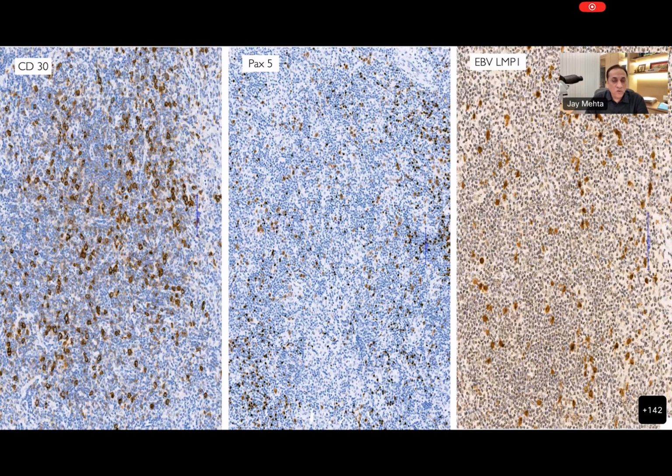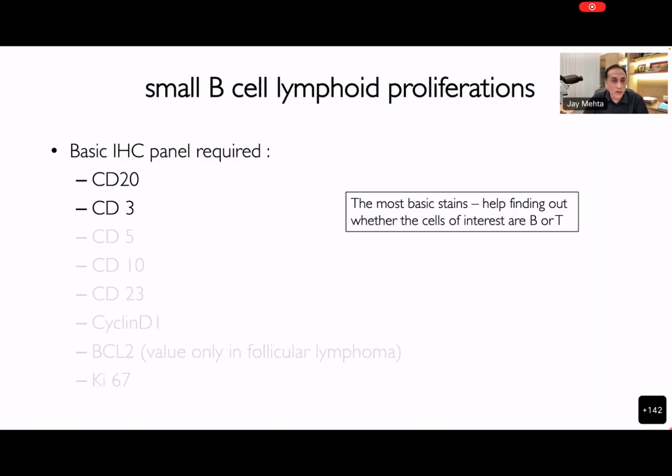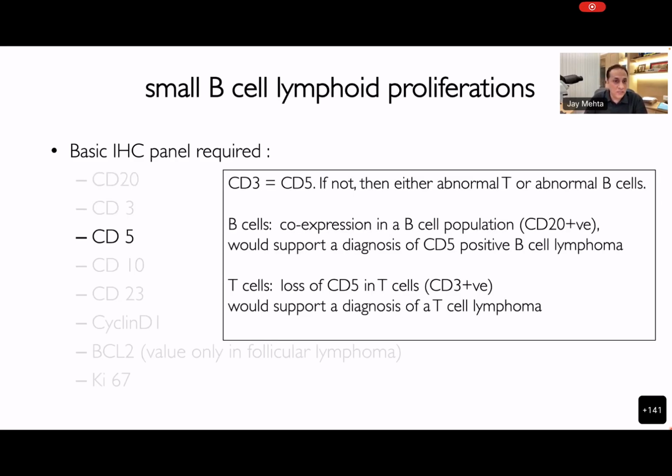Before I hop off to the Hodgkin lymphomas with the nodular pattern, I just want to brief you about the immunostains that we use. The basic IHC panel, CD20 and CD3, are the most basic stains. It helps find out if the cell of interest is a B cell or a T cell. If you do a CD5 next, and the CD5 expression is similar to CD3, then obviously they are T cells. If it's not, then they're abnormal T cells or abnormal B cells.